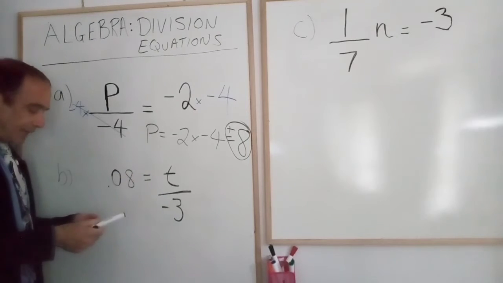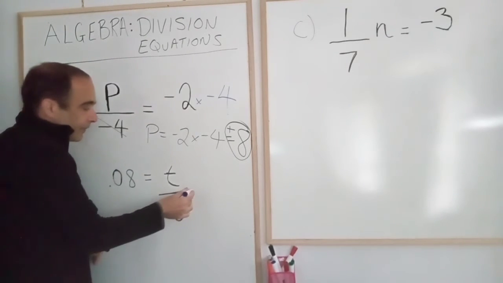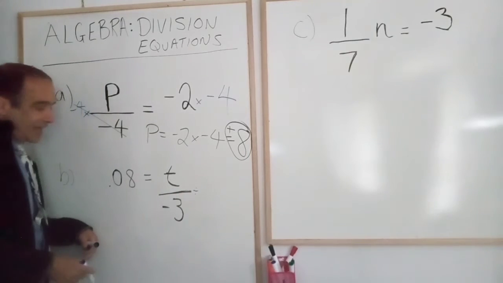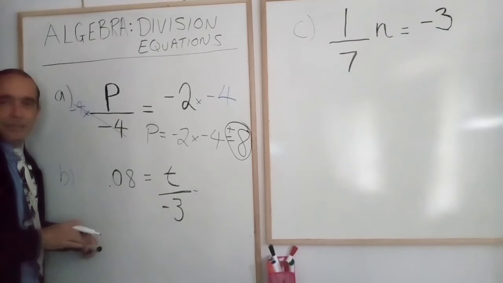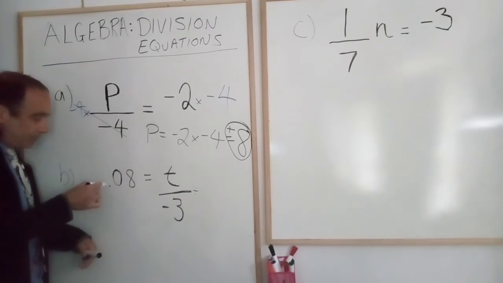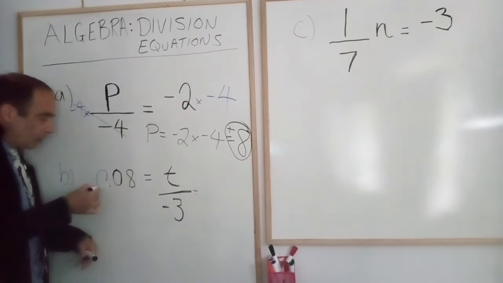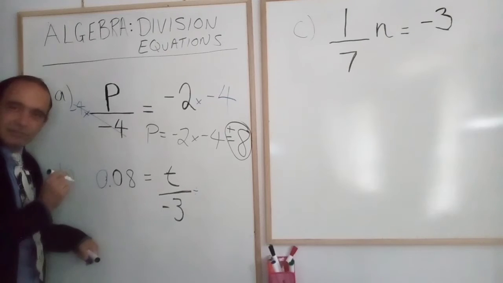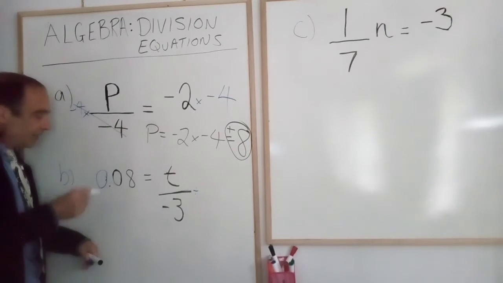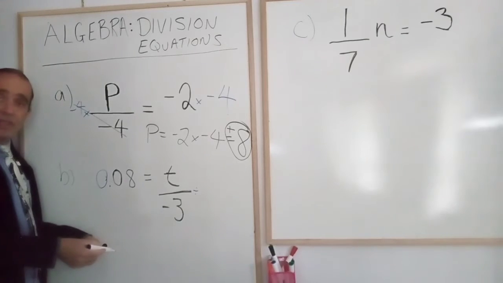Here I've got a similar type of question. t divided by -3 equals 0.08. Just to be clear, sometimes you'll see that decimal point very small. Just be aware of it. In my world, I put a 0 before the decimal, so it's even clearer. But just be aware that sometimes it's just a little dot, and that's a decimal. So 0.08 equals t divided by -3.